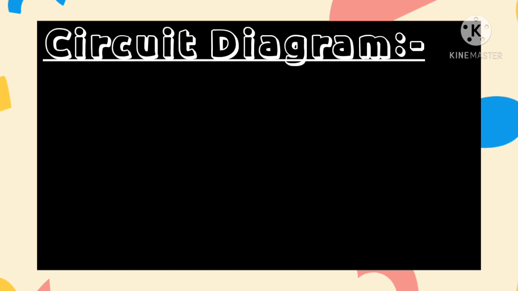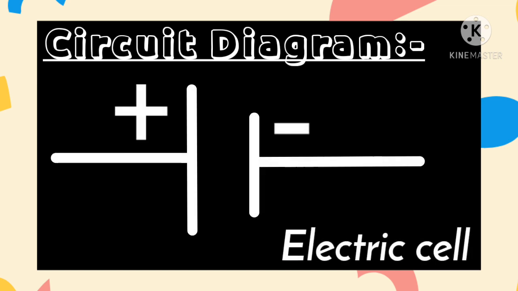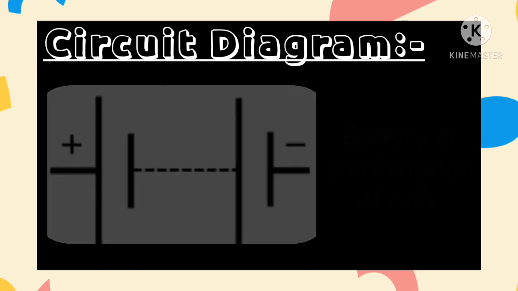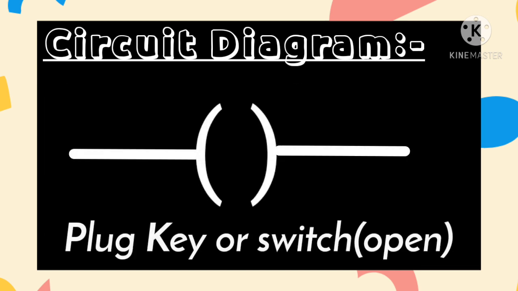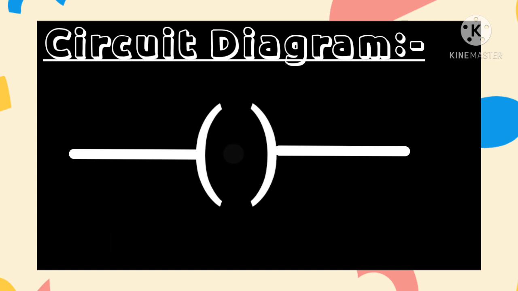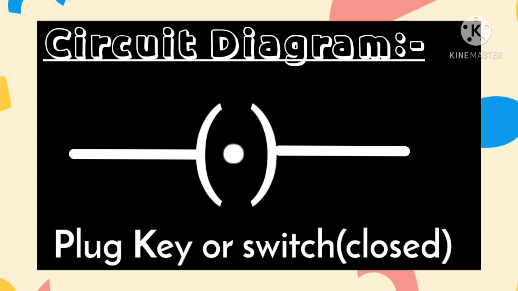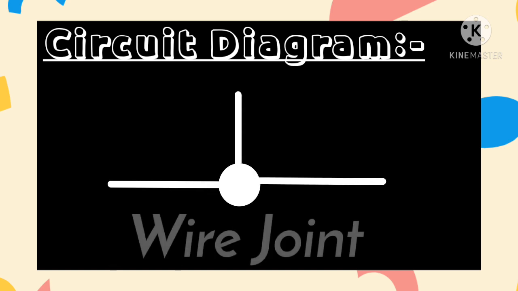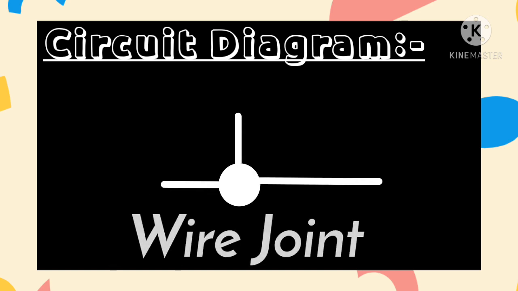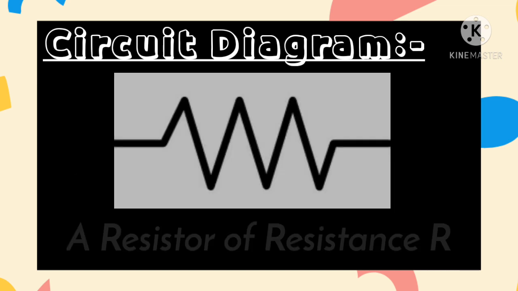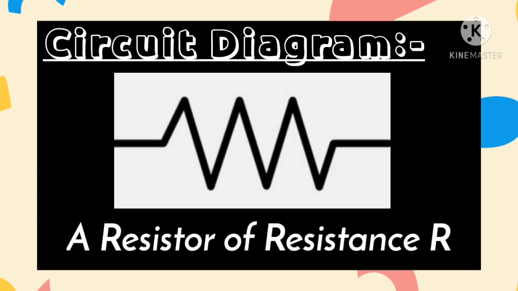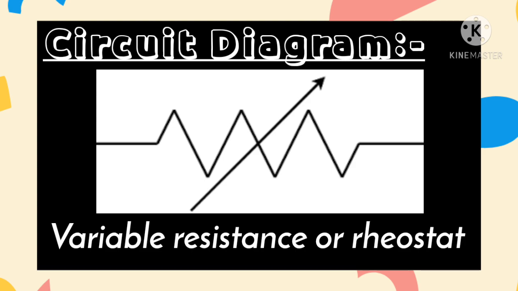Circuit diagram. Now let us learn some conventional symbols used to represent some of the most commonly used electrical components. An electric cell, a battery or a combination of cells, opened plug key or switch, closed plug key or switch, a wire joint, an electric bulb, a resistor of resistance R, variable resistance or rheostat.